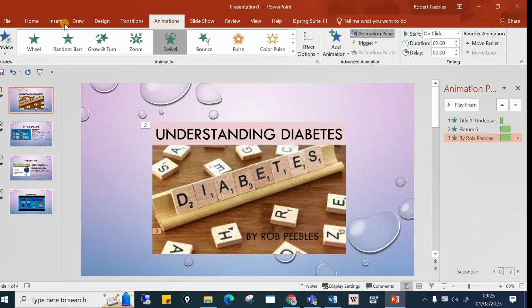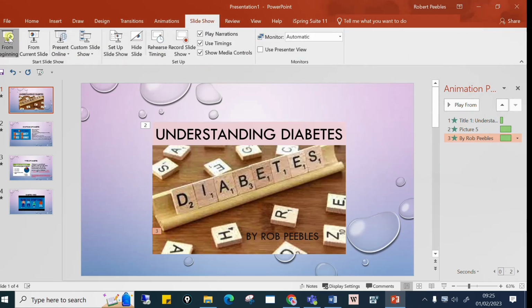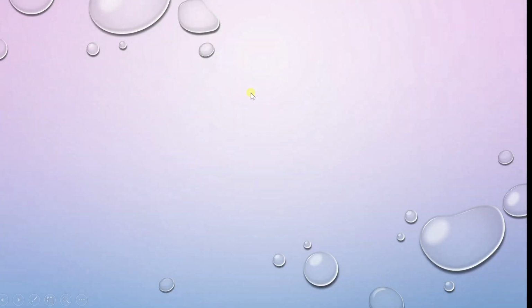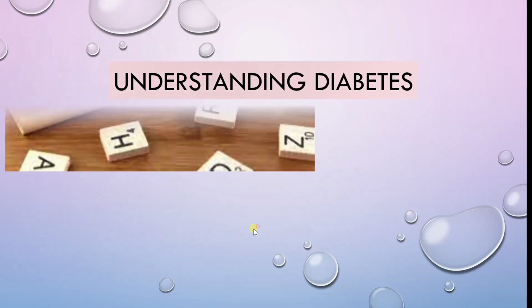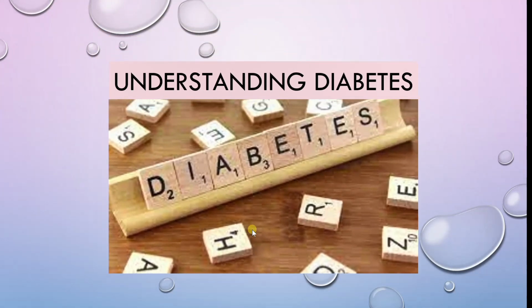So when I go to the presentation now, there are two ways. I can go to slideshow and start from beginning, and if I click on that, all I've got is the background, but it's waiting for me to tell it. So when I click, it will bring in the first title. Then when I click again, so hello, welcome, we're here today talking about understanding diabetes, and my name is Rob Peebles.